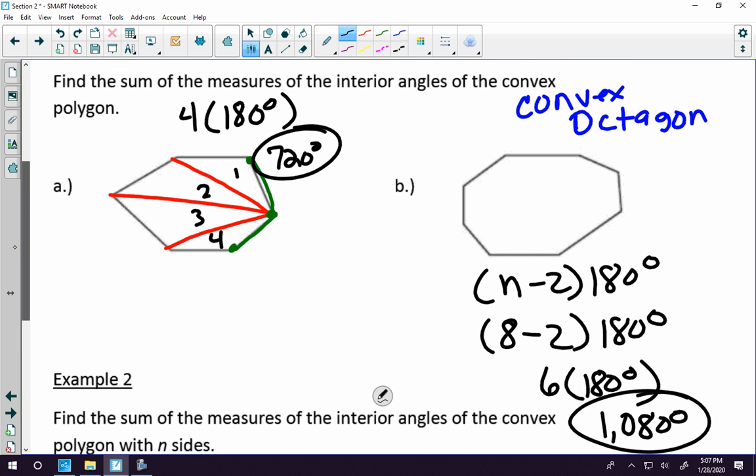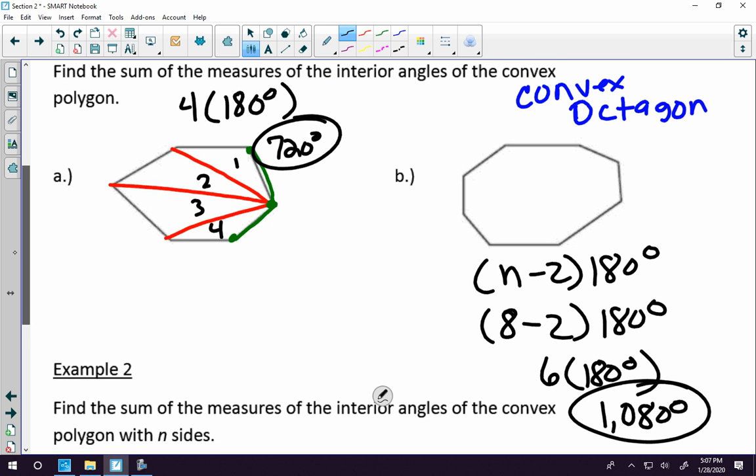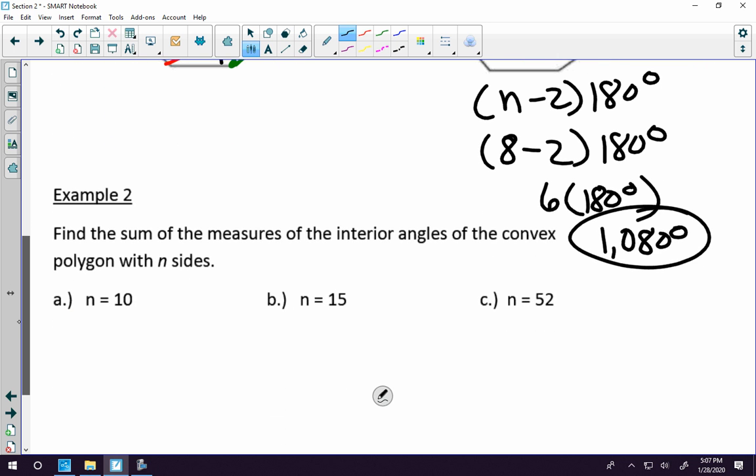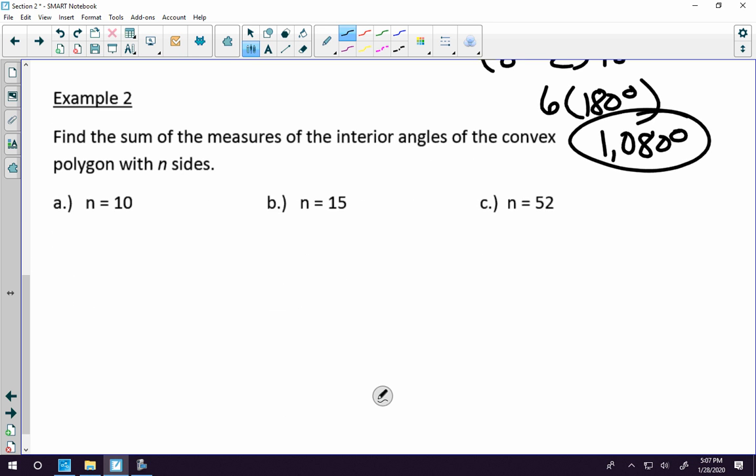If you still feel like you have to see how many triangles fit in there and then just multiply that number by 180 degrees, do it. I showed you using n minus 2 times 180 degrees. Okay, example 2, it says find the sum of the measures of the interior angles of the convex polygon with n sides. Notice we don't have a diagram here.